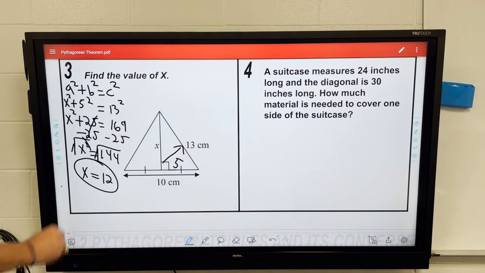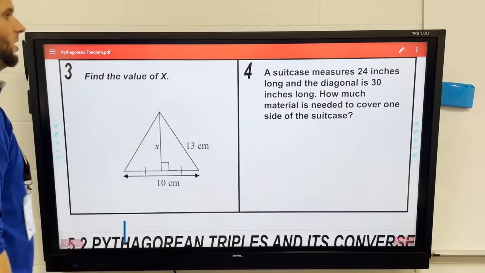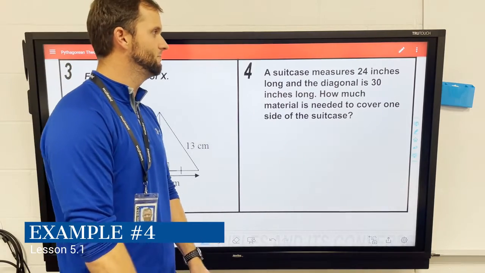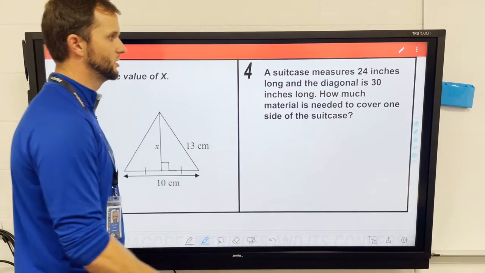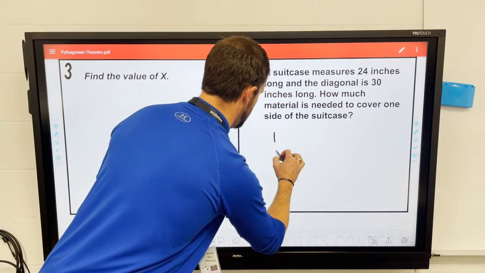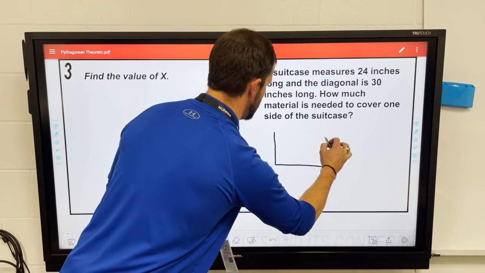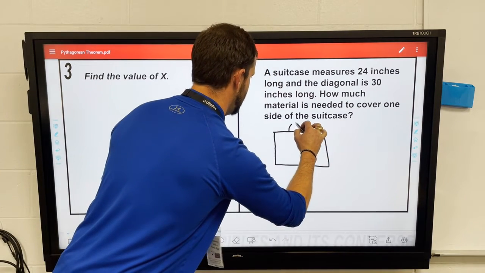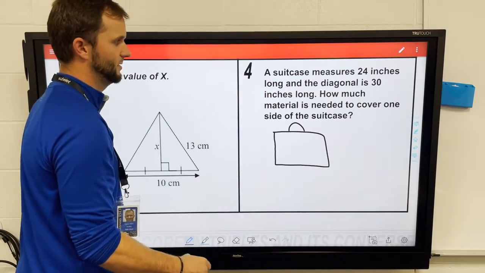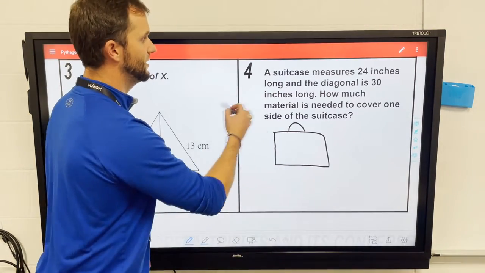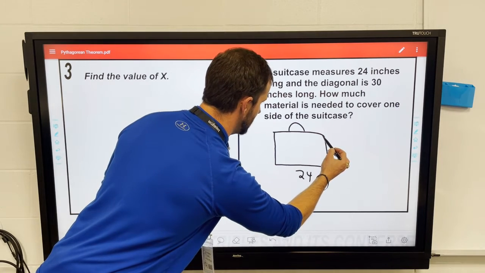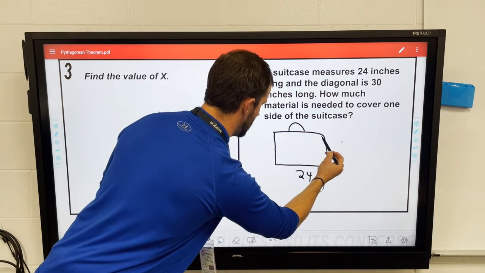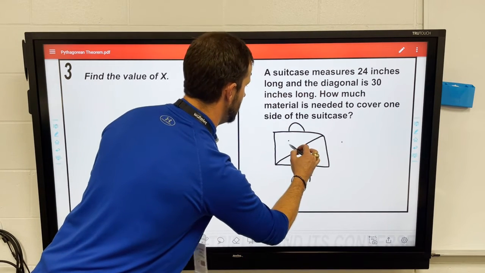Let's jump over to our last example on number 4. So on number 4, it says a suitcase measures 24 inches long and the diagonal is 30 inches long. So let's say, for instance, I have a suitcase. I'm gonna put a little handle up here for a suitcase. Hey, there's my suitcase. So it says the suitcase measures 24 inches long, so this is 24. And the diagonal, so from corner to corner, is going to be 30.